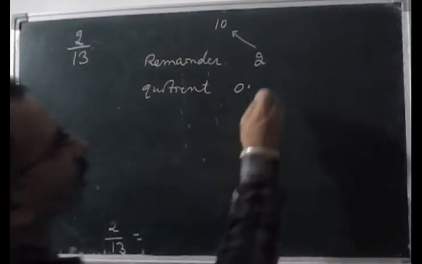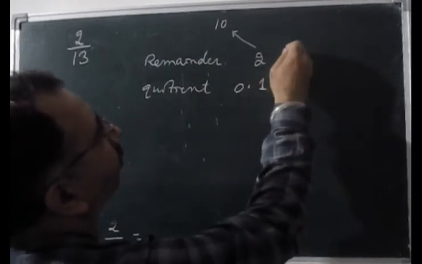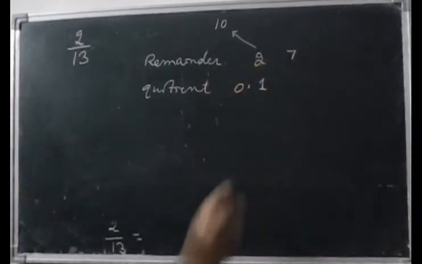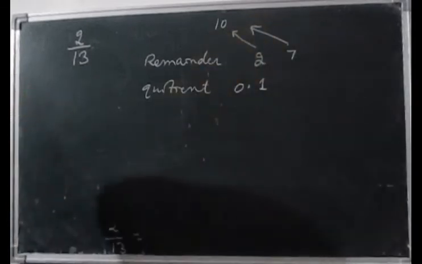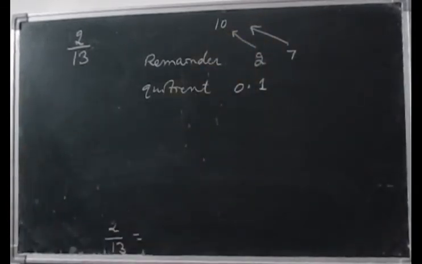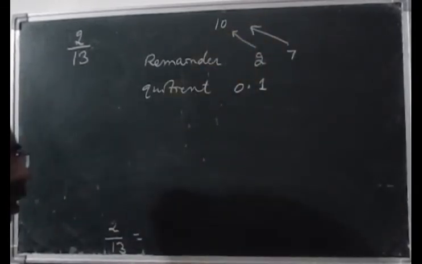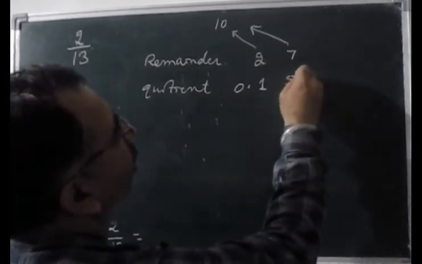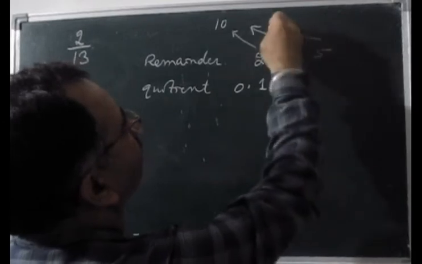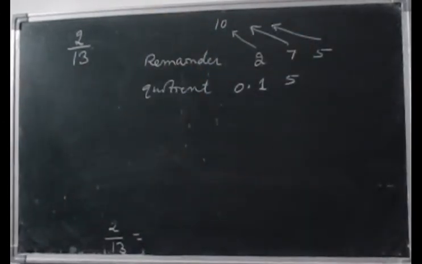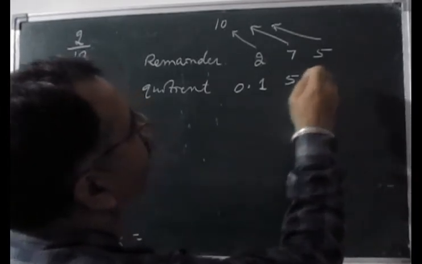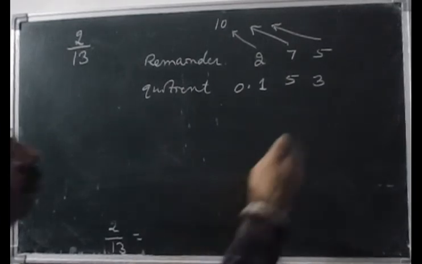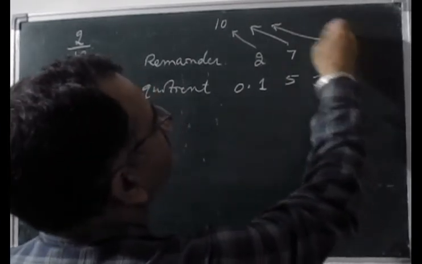Now multiply 2 by 10 in mind, we get 20, and divide by 13. So 13 ones are 13, remainder will be 7. So multiply 7 by 10, we get 70, divide by 13. 13 fives are 65, remainder will be 5. 5 multiplied by 10, 50. 13 threes are 39, and remainder will be 11.